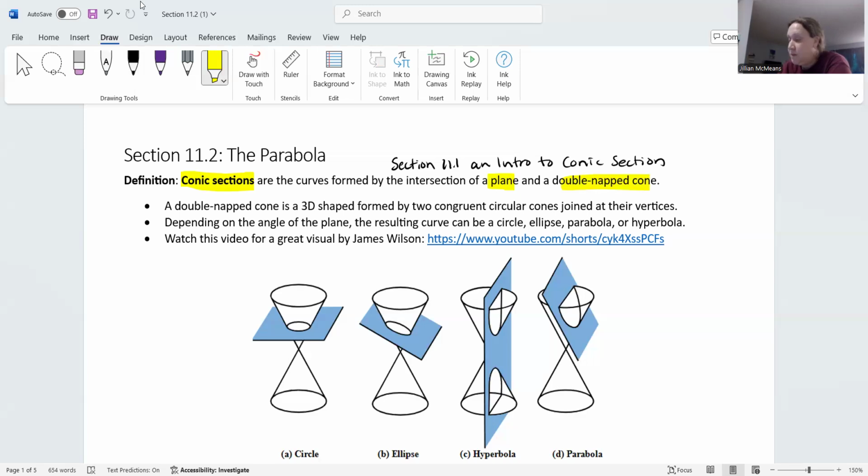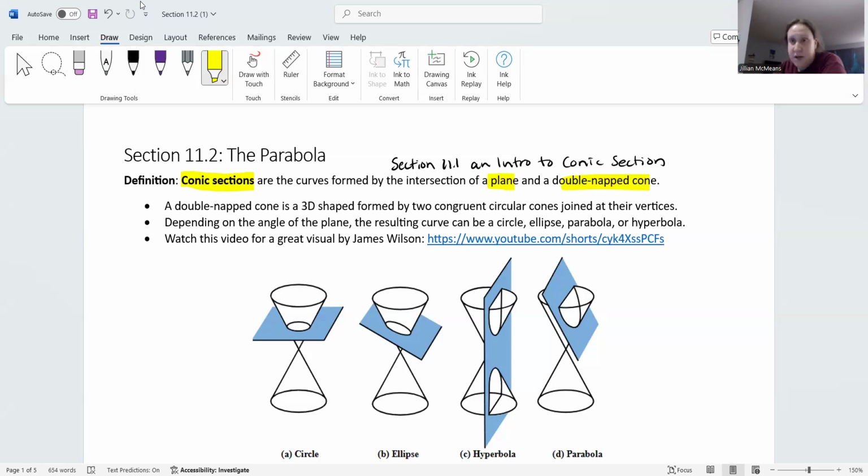Okay. Now, James Wilson in the math department made a really, really cool video kind of showing how these conic sections, these are called conic sections, are formed. I'm not going to show it here, but I have linked it and I really, really encourage you to go watch it. He has tons and tons of cool videos, but this one in particular is exactly what we need for this section here. Okay.